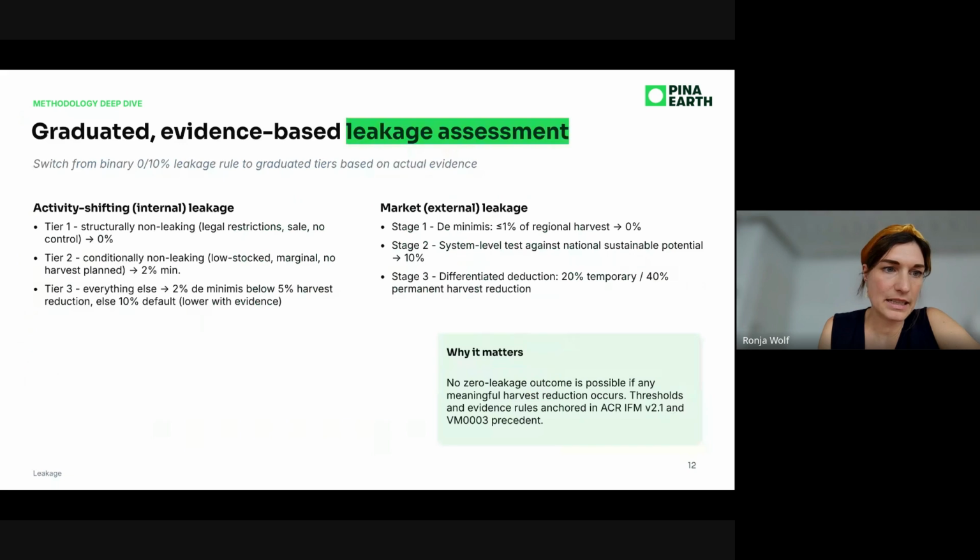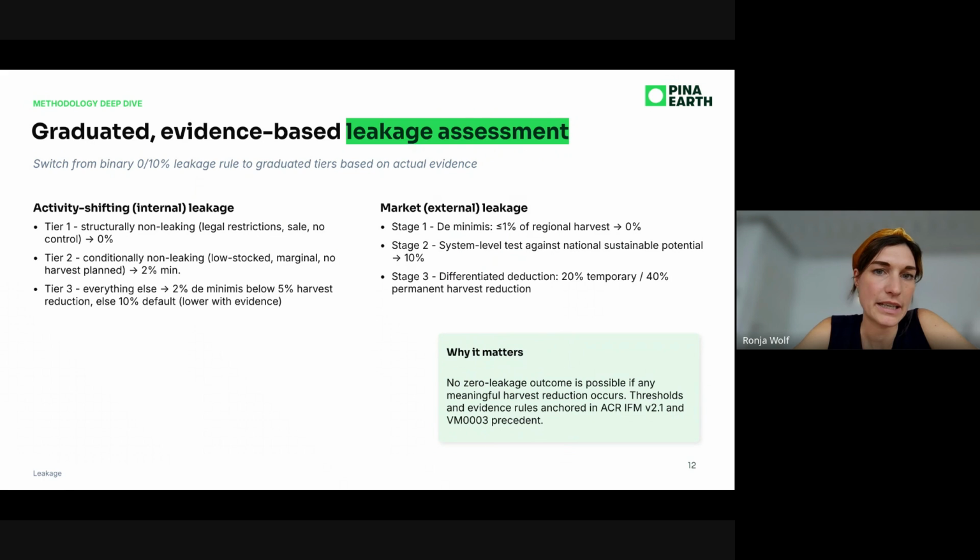Next, I'll guide you through the leakage assessment. We have actually made a lot of changes in the leakage assessment. We formerly had a binary 0 or 10% leakage rule, and we've changed that to a more graduated tier assessment based on actual evidence. This was mainly to meet the stronger market requirements that we see coming up, for example from CCP, but also from what we see in CRCF coming up. And we are trying to pre-align with these requirements as they're shaping.